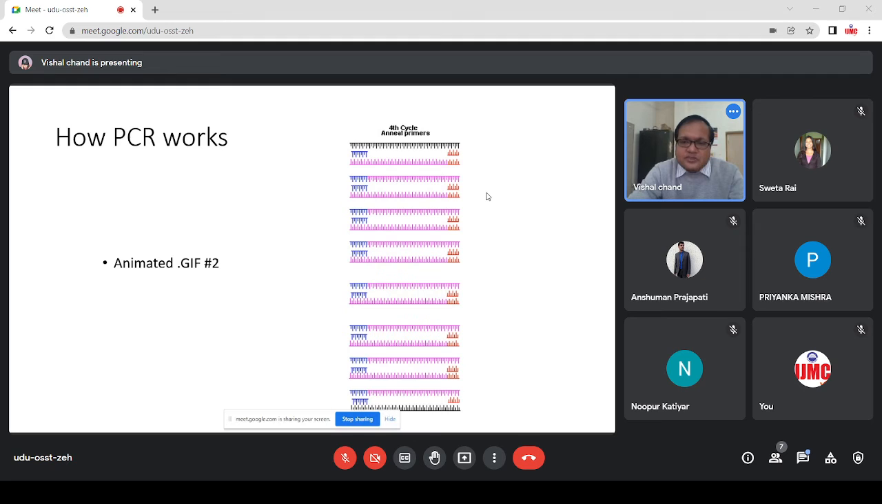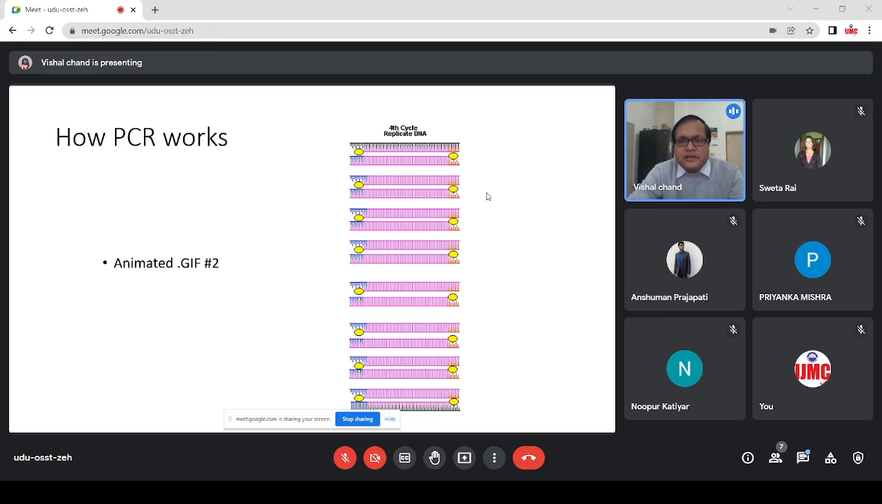Fourth cycle. So this is how, as the cycles increase, you can get multiple copies of the PCR products.